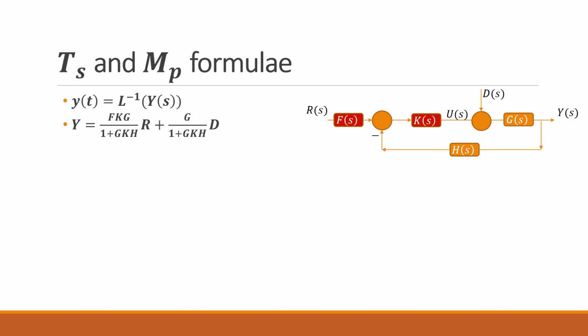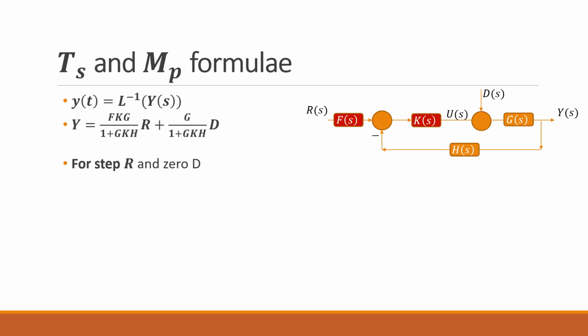The transfer function from R to Y is the forward path from R to Y, which is FGK or FKG, divided by 1 plus the loop transfer function GKH. The transfer function from D to Y is the forward path from D to Y, which is just G, divided by 1 plus the loop transfer function GKH.